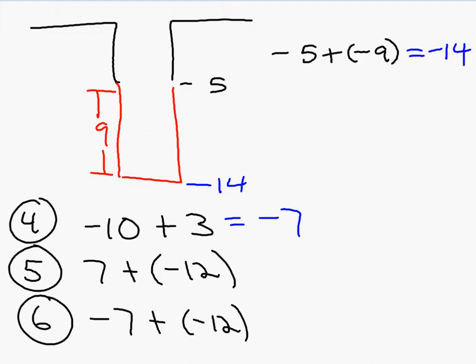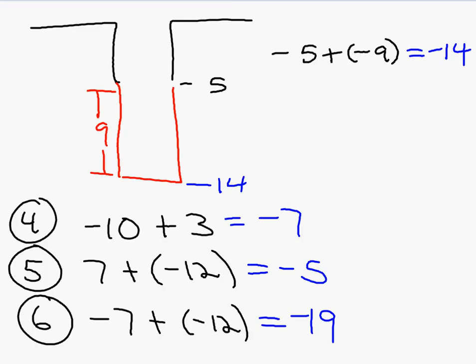Number 5, the correct answer was negative 5. I start at 7 and go 12 units to the left. All right, number 6 should have been negative 19. I'm in a 7-foot hole and I dig down 12 more feet. And so that is basically the process for adding integers.